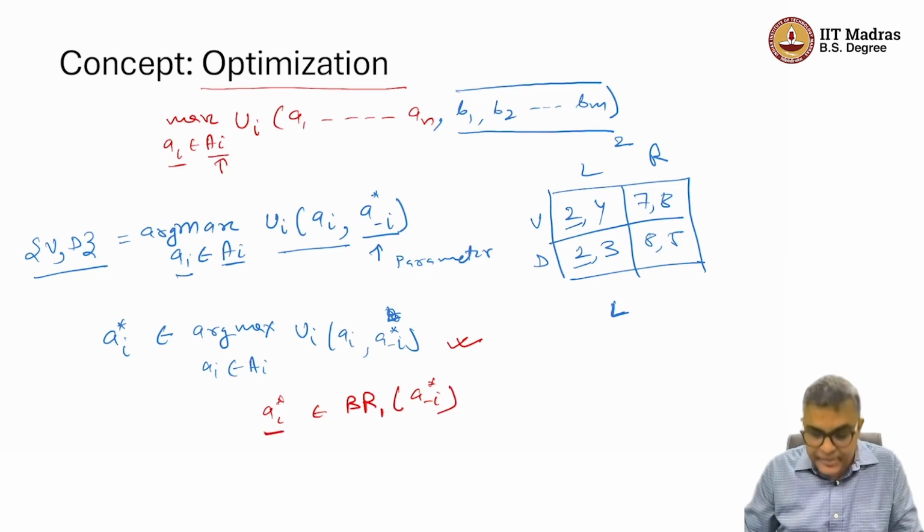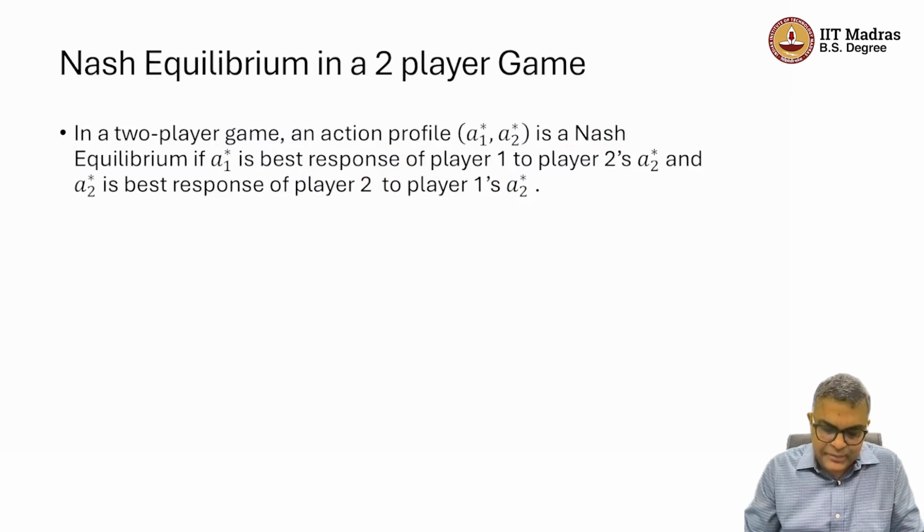Why is ai star the best response? Because ai star is maximizing player i's payoff given that other players are playing a minus i star. That is how we are getting the best response. In other words, each player would be doing exactly the same thing. Player i is trying to maximize given what others have done. Player j would be trying to maximize given what all others have done. Player 1, 2, everyone would be doing exactly the same thing. They would be trying to maximize given what others have done.